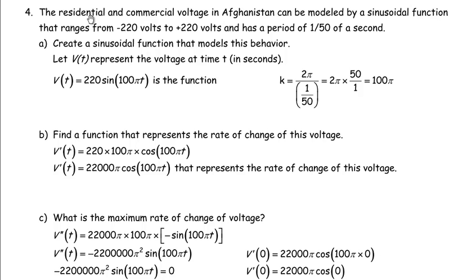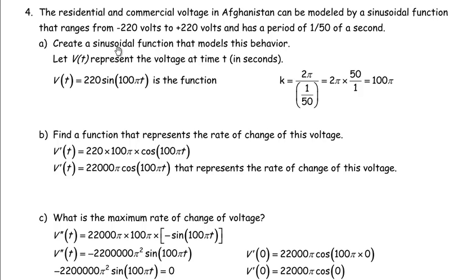In question number 4, the residential and commercial voltage in Afghanistan can be modeled by a sinusoidal function that ranges from -220 volts to positive 220 volts and has a period of 1/50th of a second. So in A, it asks to create a sinusoidal function that models this behavior.